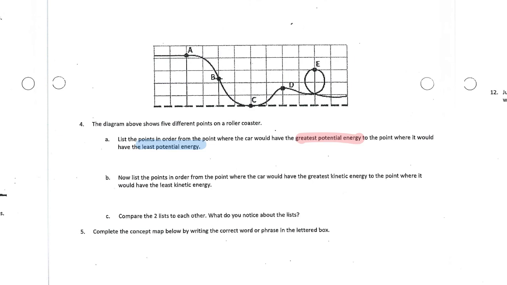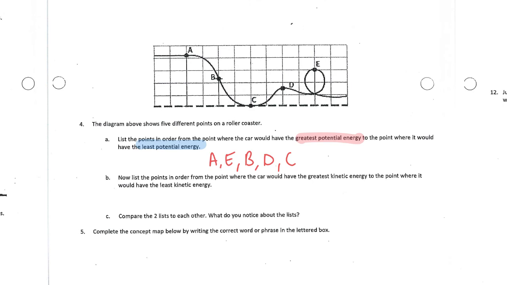Okay, so where is he the highest? He's highest at A, then at E, then at B, then at D, then at C. Okay, so you go from highest to lowest.